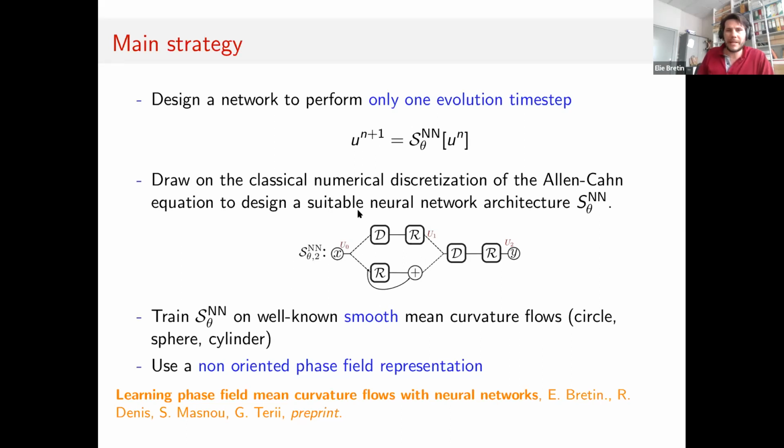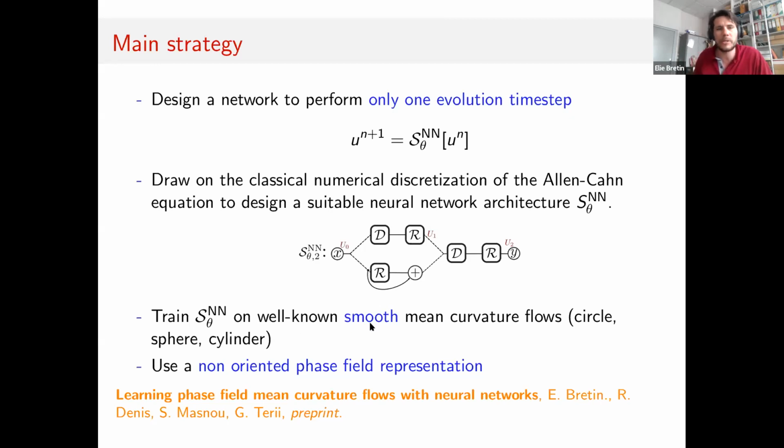The second point is that you want to use the fact that for the oriented mean curvature flow, we have the Allen-Cahn equation, and you have some very nice schemes to discretize the Allen-Cahn equation, and you want to build some neural network architecture inspired by this scheme, in the sense that we want to have a cost of the scheme which is similar to the resolution of the Allen-Cahn equation.